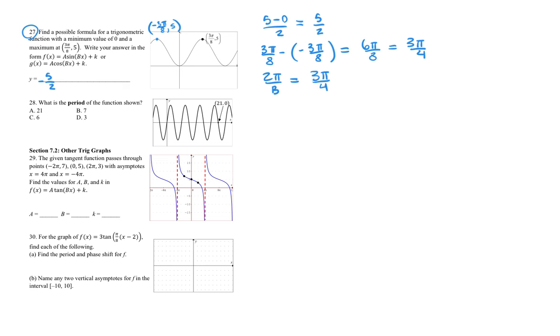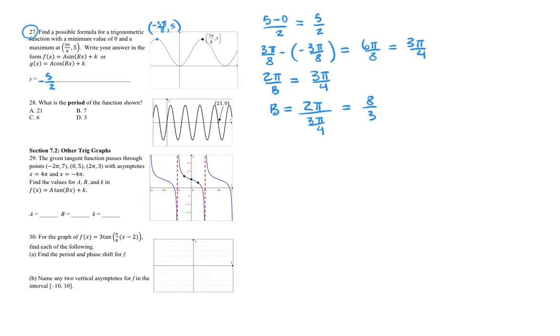So then I know that 2 pi over b gives me that period, equals 3 pi over 4. So then we can solve for b to get that b is equal to 2 pi divided by 3 pi over 4, which the pi's are going to cancel, and this is the same thing as saying 8/3.